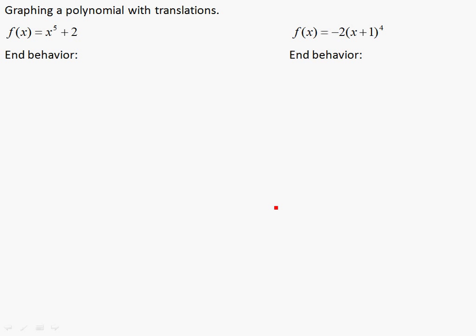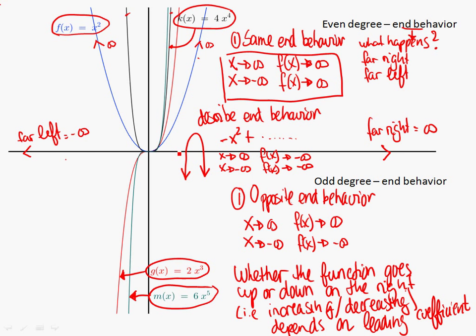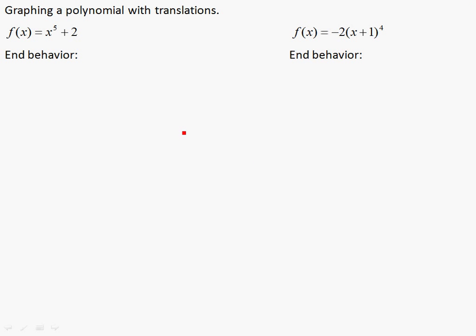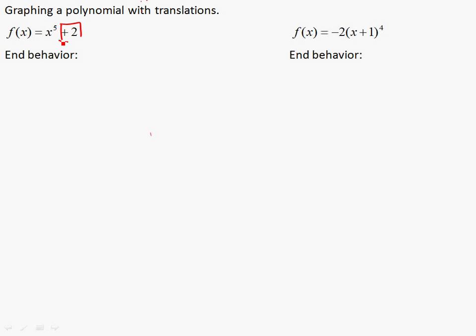So let's look at how we can use this to graph polynomials, because I'm not just interested in power functions. We actually want to get this to polynomials. Let's first ignore this +2 part. Let's just graph an x to the 5th.